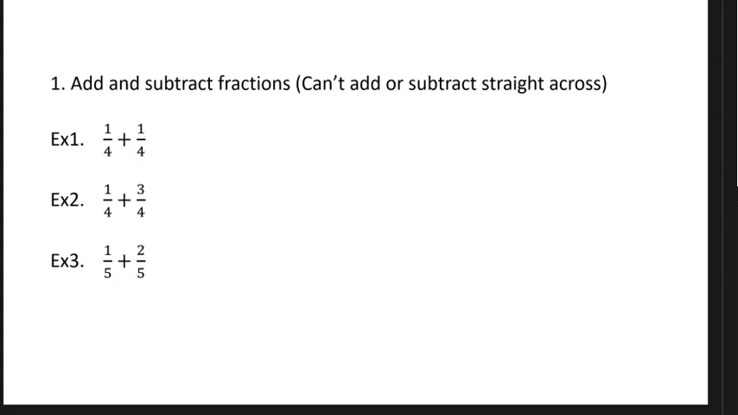In this video, we're going to look at how to add and subtract fractions. Now, first we look at these three examples here. In these three examples, notice that in each question we have fractions with the same denominator. For example, 4 and 4 here, 4 and 4 here, and 5 and 5 here. So this is the easy case.